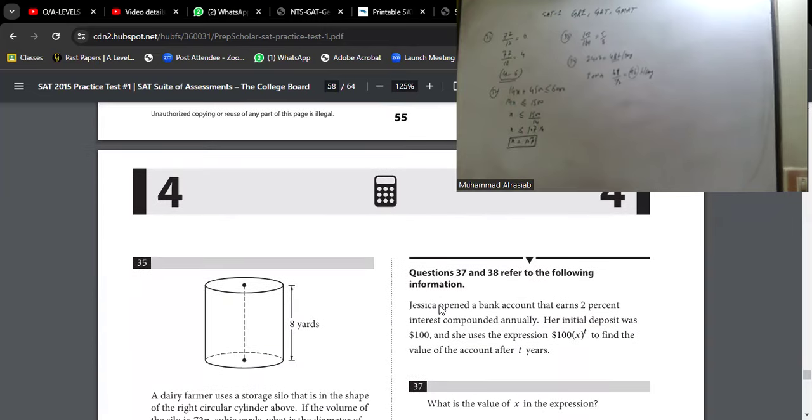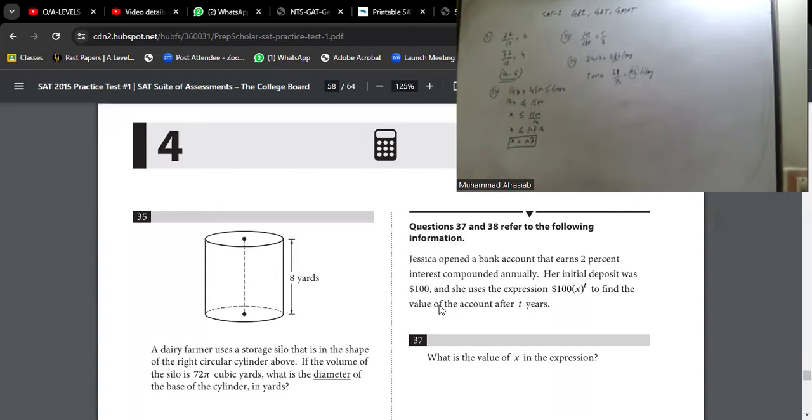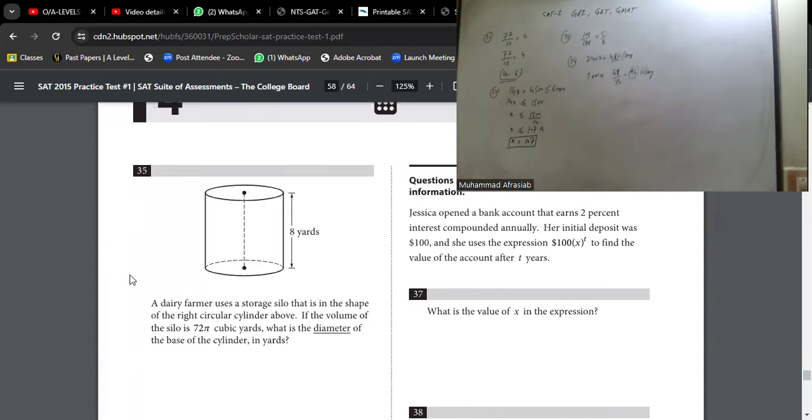Question number 35 now. A dairy farmer uses a storage silo in the shape of a cylinder. If the volume of the cylinder is 72 pi cubic yards, then what is the diameter of the base of the cylinder in yards? So it has the height 8 and the radius is r, which we don't know. We are going to calculate.